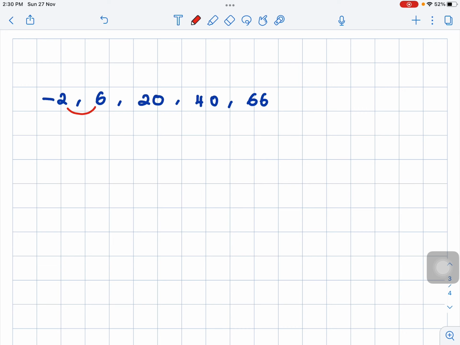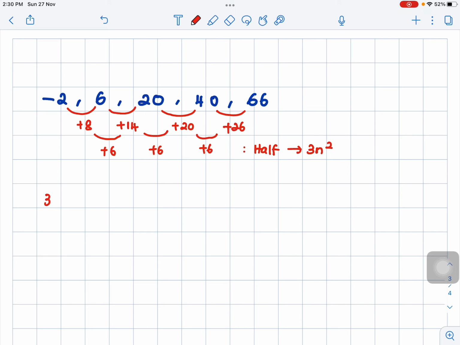Okay, maybe with this one now. Plus 8, plus 14, plus 20, plus 26. Let's go one more. So my second difference is plus 6. I'm going to half it and that will give me 3n squared. So 3, 12. How will you do for the next one? 3, 3 squared, 27. 3, 4 squared, 48. 75. Okay, now I take this one and I got to minus with what I have here.